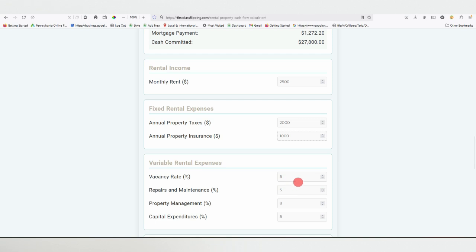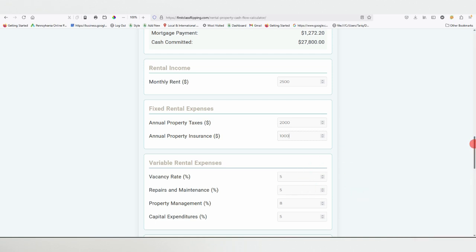We just got these set at default 5%. Like if you want to put some money aside each month for your vacancies, for repairs. If you're using property management, that's usually about 8, 9, 10%. And your CapEx expenditures is like, for any major things you have to repair down the line. Like those, you can play with all those numbers.